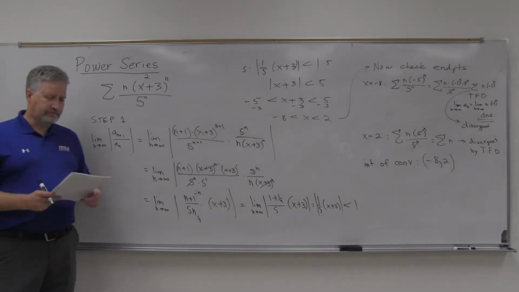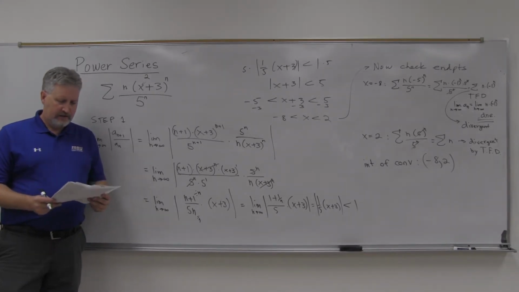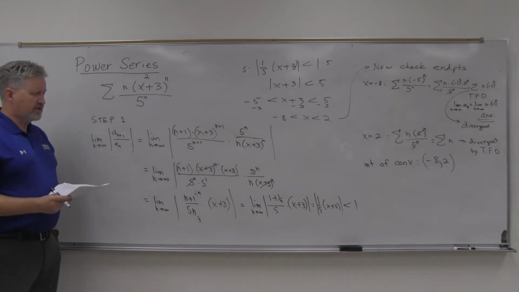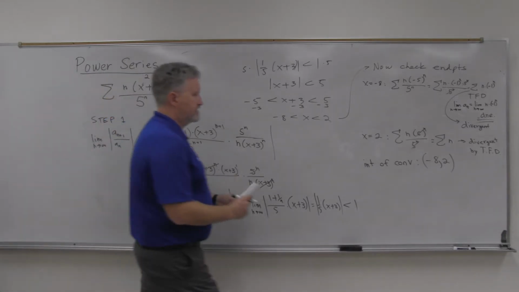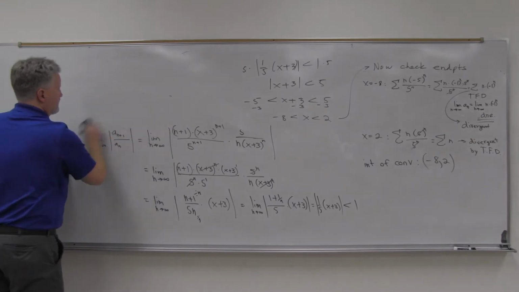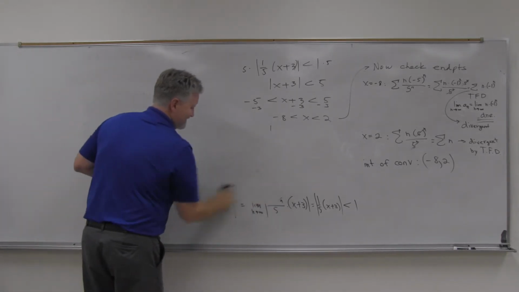All right, now just another term, I guess you might call it. It's called the radius of convergence. So to go along with the interval of convergence, we have the radius of convergence.